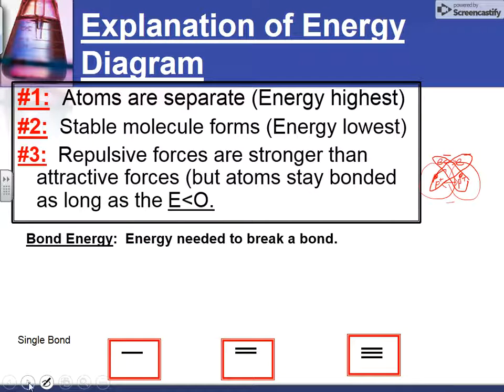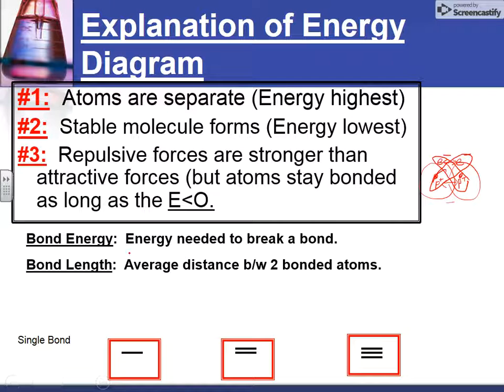A couple of terms we want to be familiar with are bond energy and bond length. The bond energy is defined as the energy that is needed to break a chemical bond. Depending on the type of bond, whether it's ionic, covalent, polar covalent, nonpolar covalent, or metallic, that would determine how much energy would be needed. Also, whether it's a single bond versus a double bond versus a triple bond would make the bond energy fluctuate.